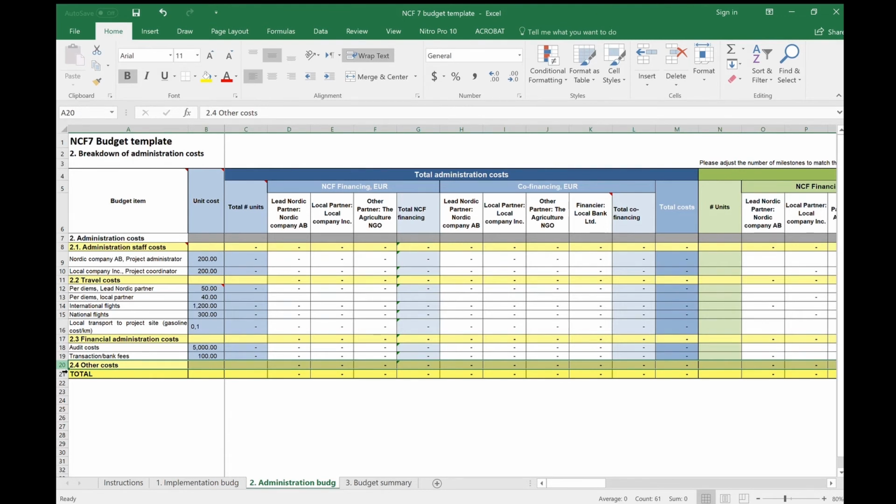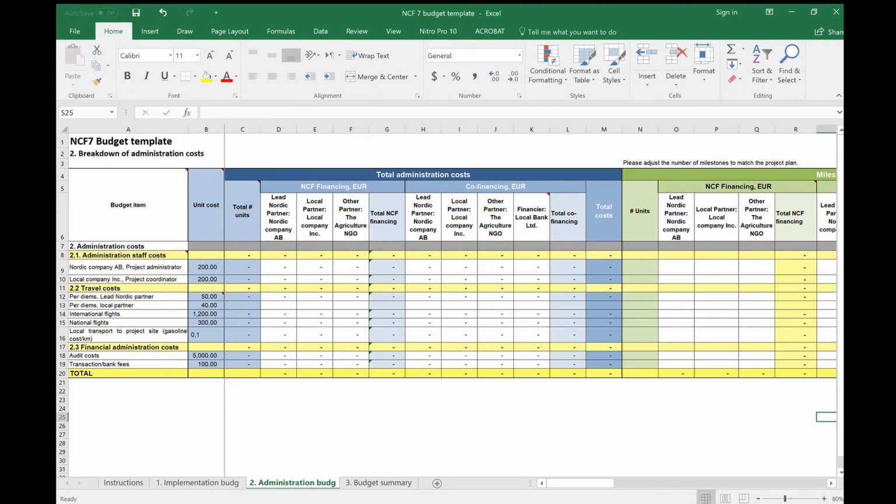In case there are some other costs that cannot be categorized under any of the above-mentioned headings, but are still necessary for the administration of the project, you may insert these under the Other Costs heading. Again, keep in mind the list of eligible and non-eligible costs. If no other costs are to be included, you may delete this row from your budget.